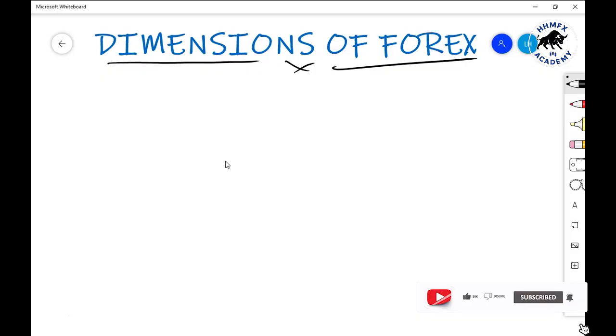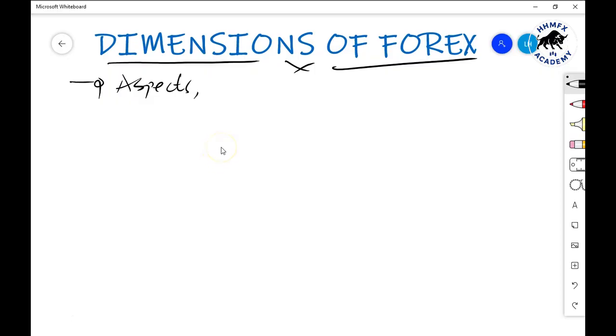Mainly, when we are talking about dimensions, we are talking about aspects. It's the same as aspects, or sometimes we can call them features of something. But on the idea of Forex, it is mainly considered to be an aspect. So dimensions of Forex means we are going to see the aspects of Forex. So what are the aspects of Forex? Mainly in this idea, I'm going to describe the major areas.